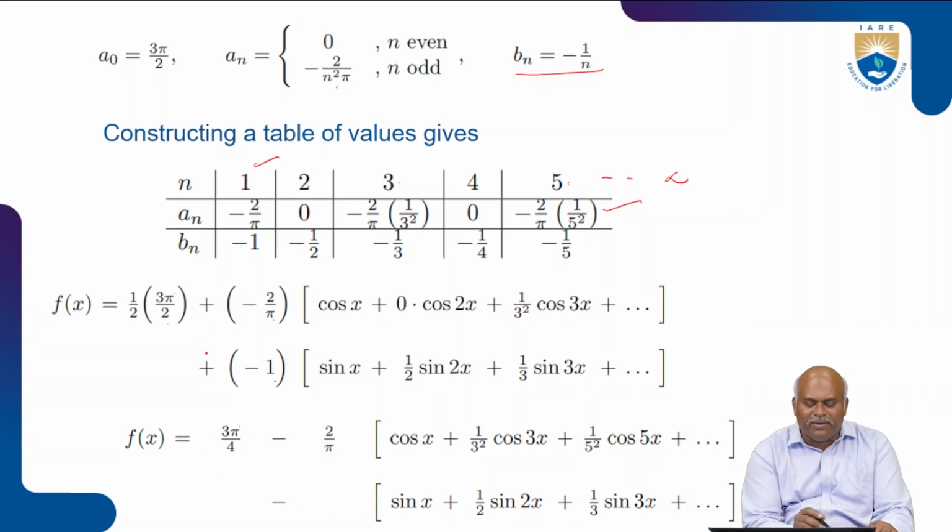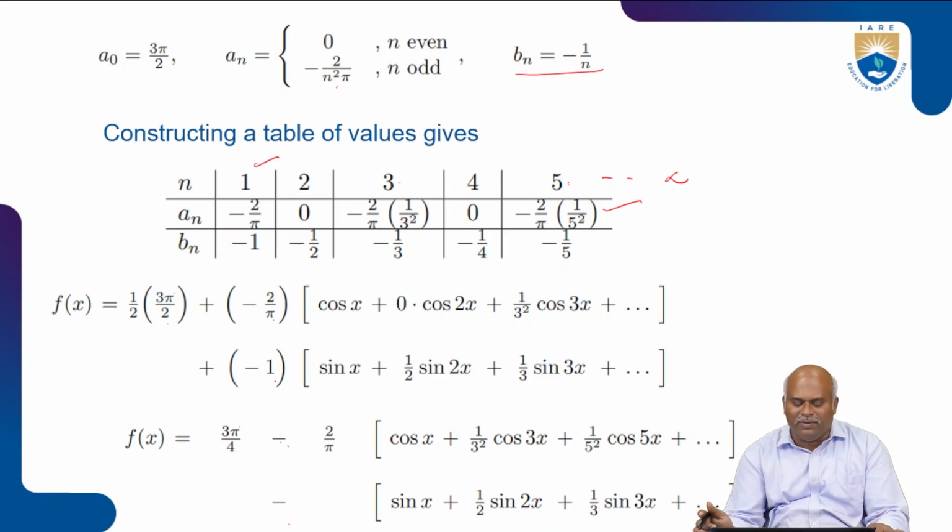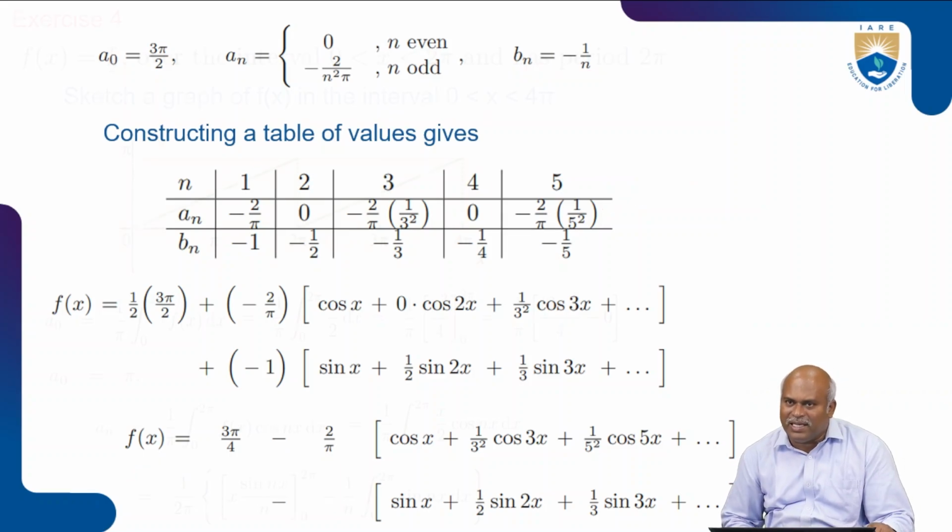This is 3 pi by 2, and the denominator 2 makes it 3 pi by 4, minus 2 by pi times cos x plus 1 by 3 square cos 3x plus 1 by 5 square cos 5x, and so on up to infinity, minus sin x plus 1 by 2 sin 2x plus 1 by 3 sin 3x, up to infinity. This is the Fourier series of the signal we have received.